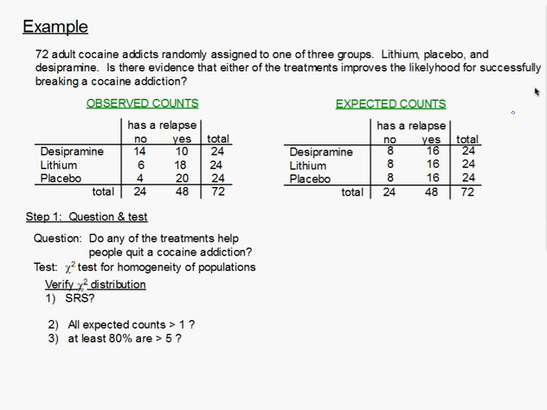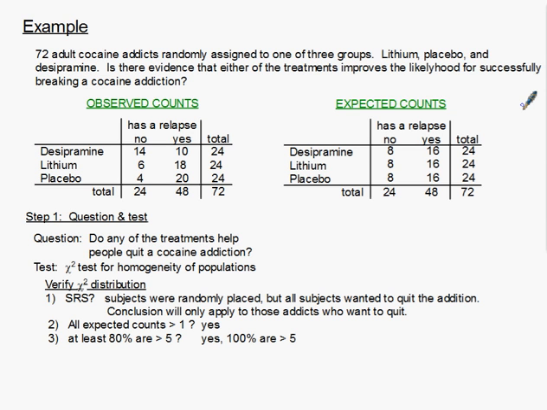We have to verify, of course. Is it an SRS, and the expected counts. Now, the subjects were randomly placed into the groups. So in that sense, there was good randomization, but all subjects wanted to quit the addiction. So there's actually a bias going on here, and so the conclusion will only apply to those addicts who want to quit. If you have an addict who doesn't want to quit and you start giving them one of these treatments, it may or may not have the same effect.